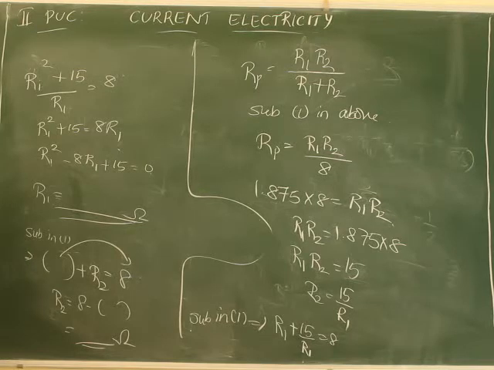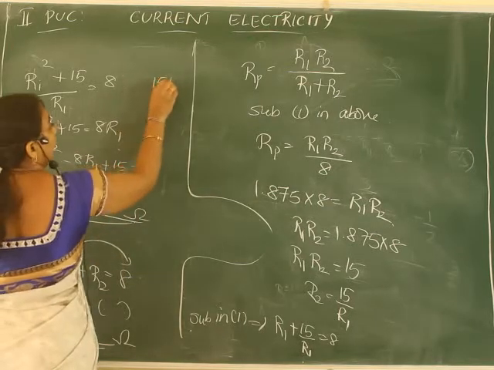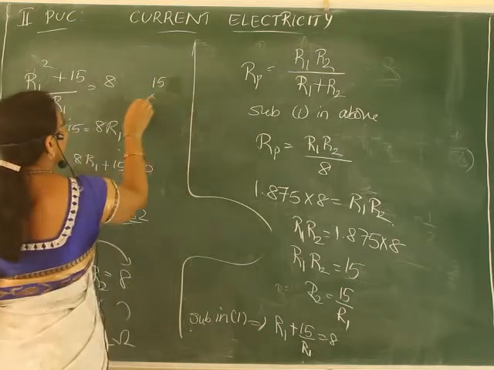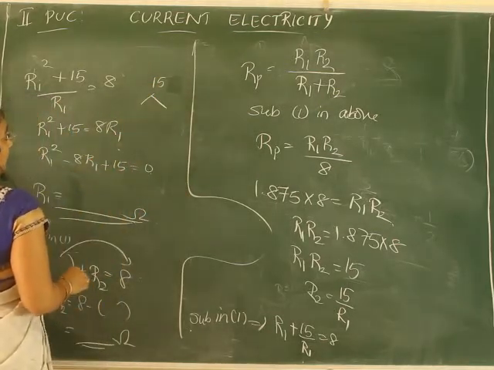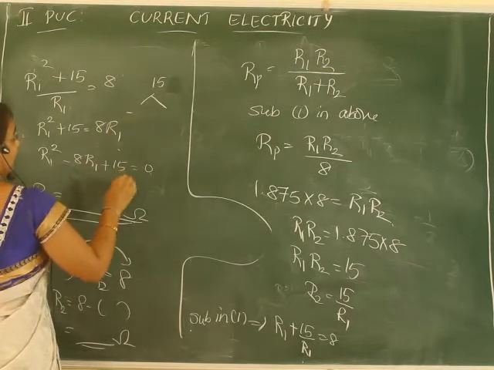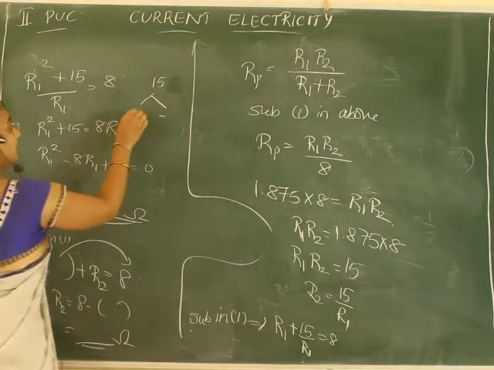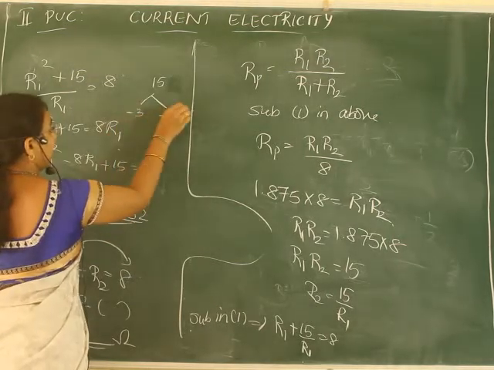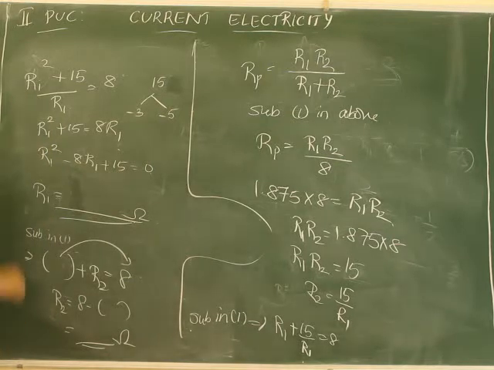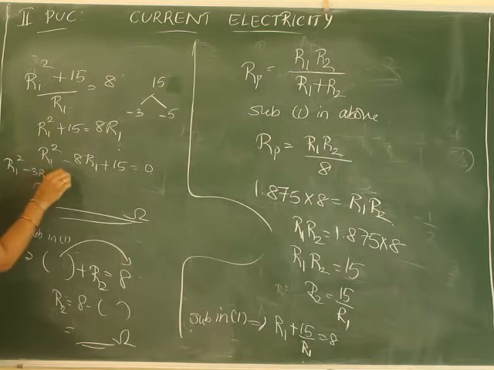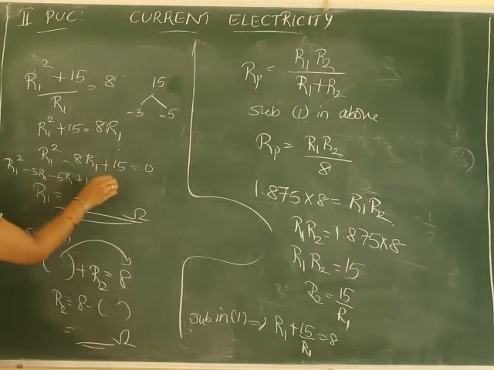Try to solve. How to solve? 15R1, correct? I'll not write this one. You solve it or arrive at it on your own. So minus of minus will become plus. 3 5s are 15, correct. So R1 square minus 3R1 minus 5R1 plus 15 equal to 0.